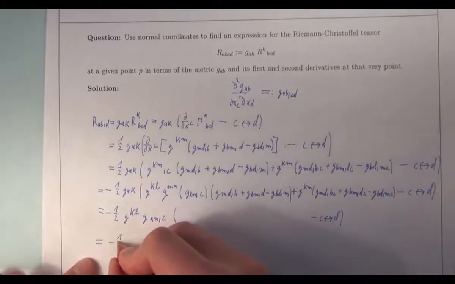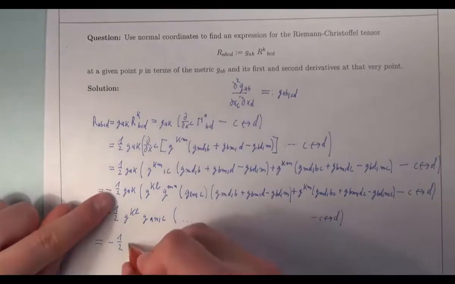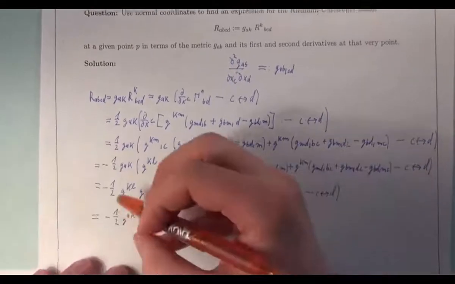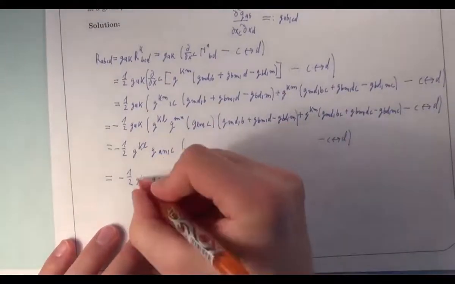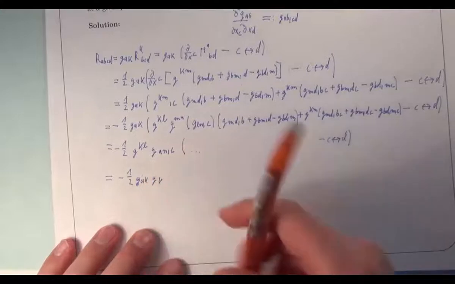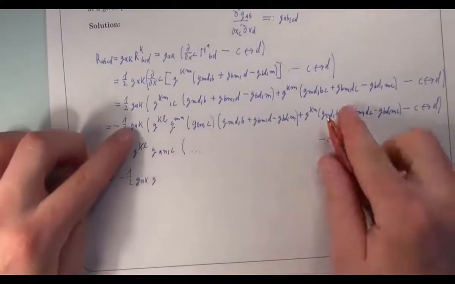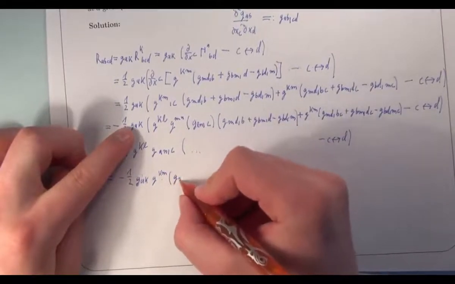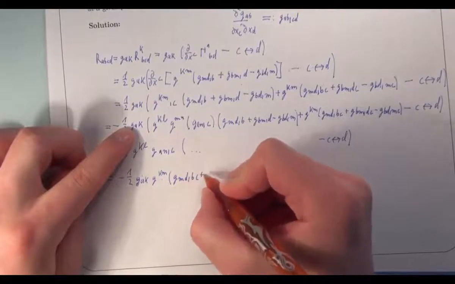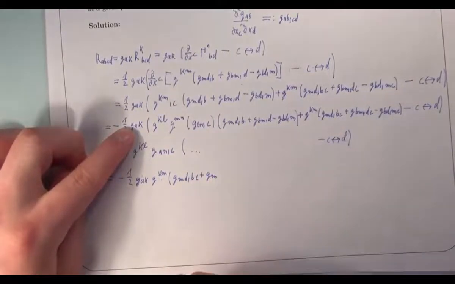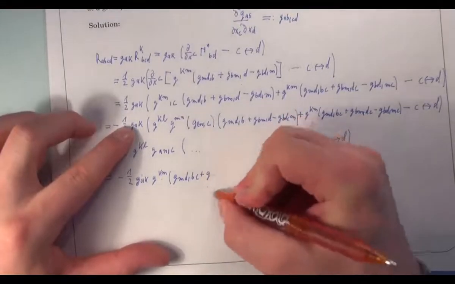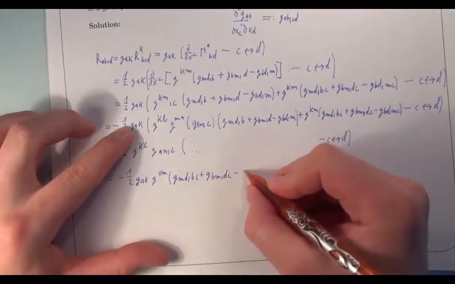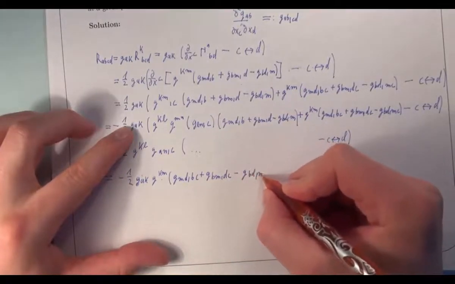Okay, I write it down again. It's minus 1/2 G_AK times G, did I get the indices wrong? G_AK times G^KM, G_MD,BC plus G_BM,DC minus G_BD,MC. That's right.